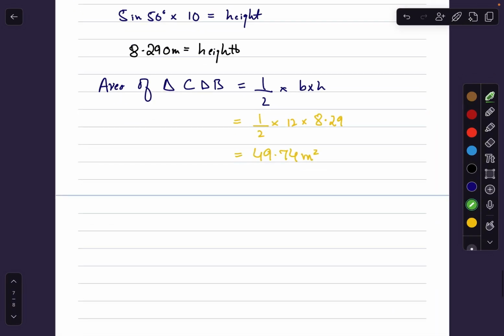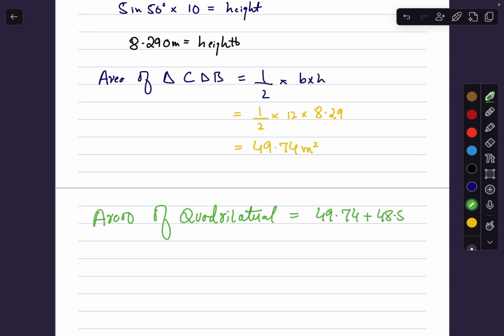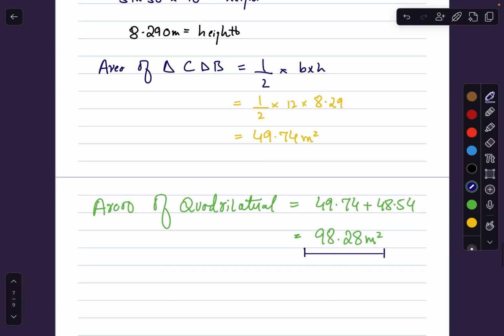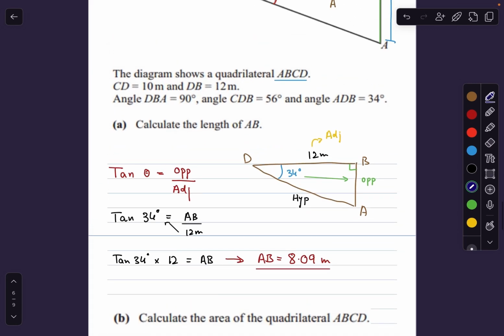So to add them, we'll write area of quadrilateral equals 49.74 add 48.54. Now adding them both together, that would be 98.28 meters squared. And that would be the final answer for this quadrilateral. So the area of the quadrilateral is 98.28. And in the first part we got the length, that is 8.09.